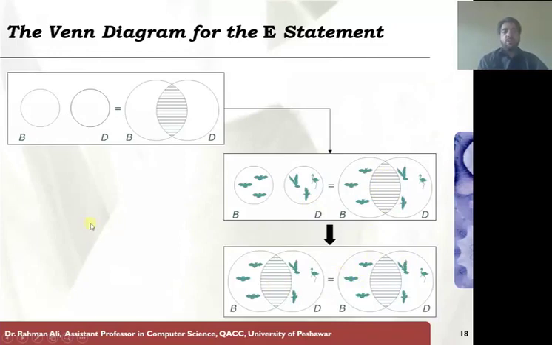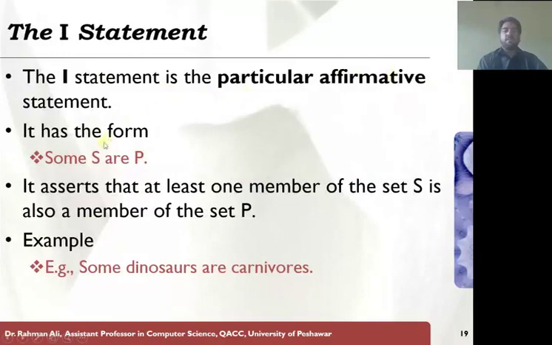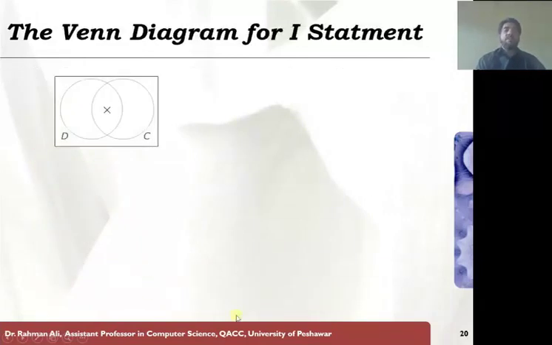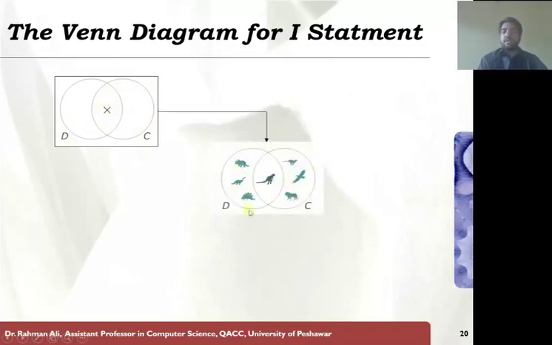And if we look into the I statement, it's particular affirmative and its representation is some S are P, meaning some dinosaurs are carnivores. Not all dinosaurs, but some, a few, at least one dinosaur out of the carnivorous family belongs to the carnivorous family. Its pictorial representation: this is the dinosaur class, and this is the carnivorous class. At least one element of the dinosaur class is in the carnivorous family, represented by this cross. Out of these two, this one dinosaur is part of this carnivorous family.